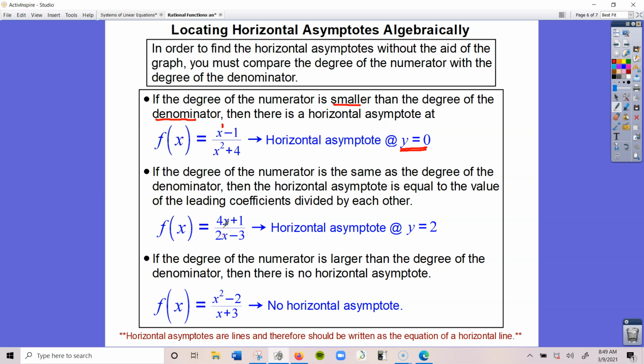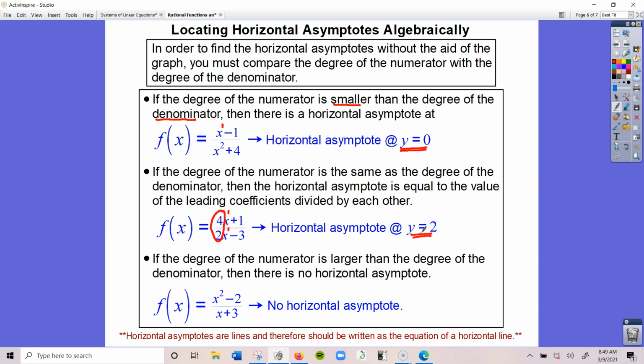If the degrees are the same, so you'll notice here that in this numerator we have a degree of 1, and here in the denominator also a degree of 1, then what you do is you divide the coefficients of that leading term. So we have 4 divided by 2, so we have a horizontal asymptote at y equals 2.